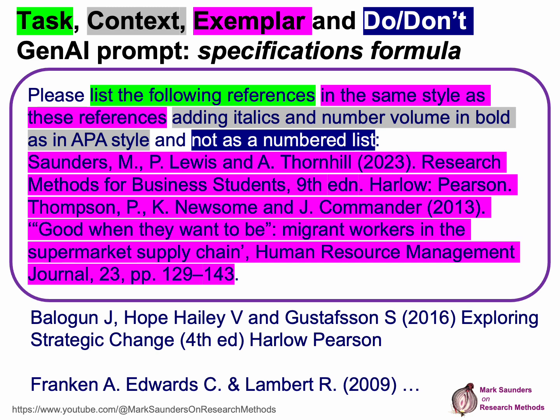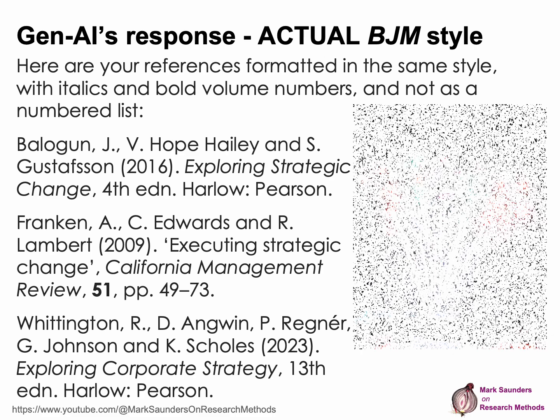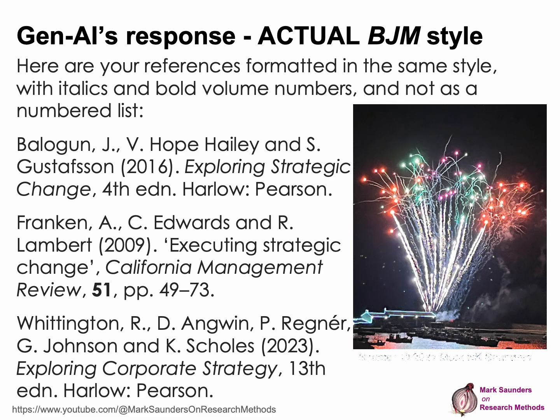We also have the context, and this is add italic, and volume in bold as in the APA style, but we have a don't, and not as a numbered list. And then we have the 3 references that we want it to actually sort out. Obviously for our own references they'd be a lot longer. And lo and behold, GenAI gets it absolutely right. We have the references exactly as they would have appeared in the British Journal of Management. And the style is spot on and everything. So with a much more detailed prompt, GenAI can actually deliver exactly what we want.